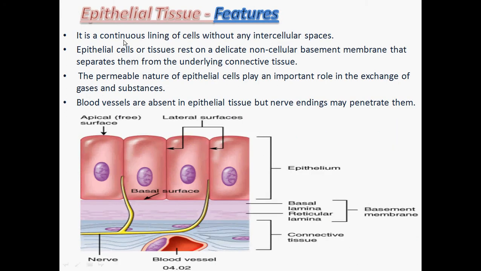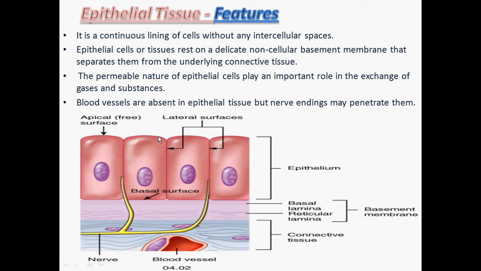Now, students, let us understand what are the features of epithelial tissue. Now in the figure you can easily see these are the cells of epithelial tissue, which contain a nucleus, a bluish color nucleus. And can you see any intercellular spaces?